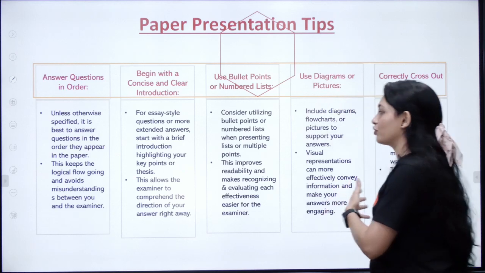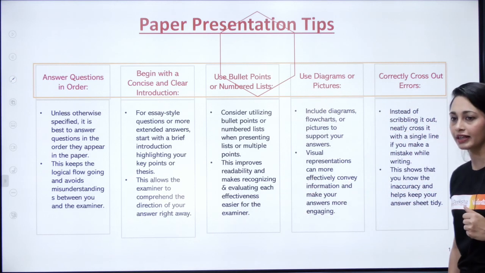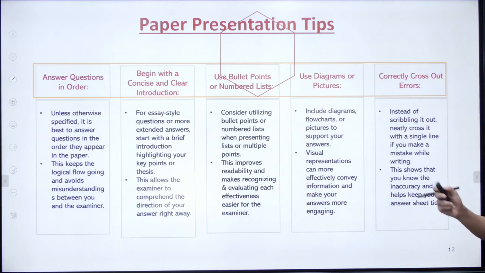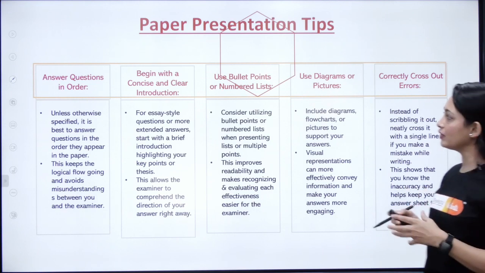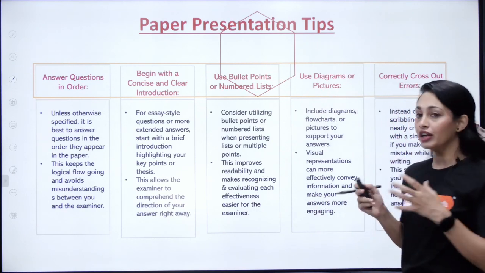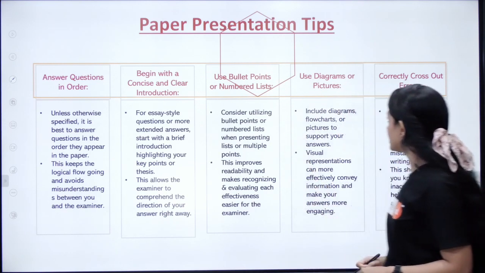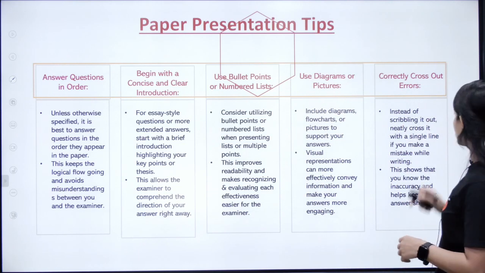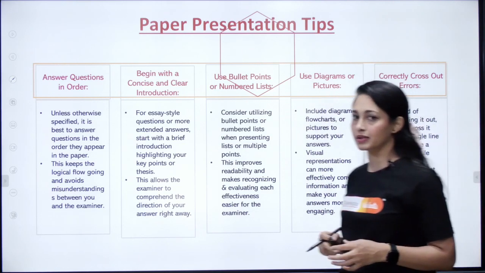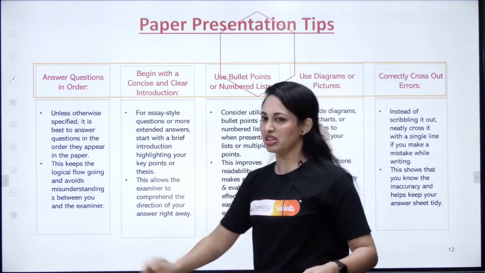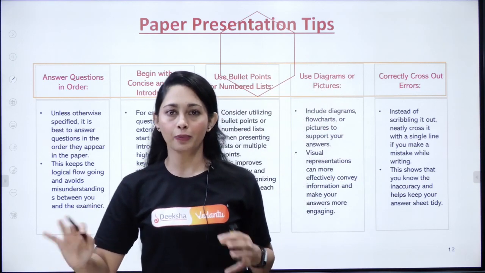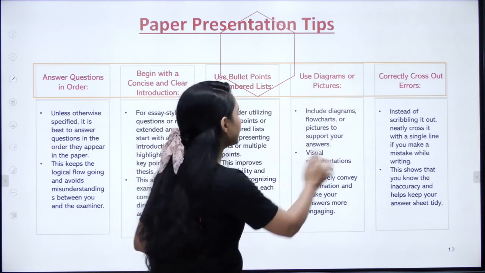So these are some of the additional points. You can take a look at it. Answer questions in order. Begin with a concise and clear introduction. Use bullet points or numbered lists. Use diagrams and pictures. Correctly cross out errors. You don't have to scribble everything on your paper. If you make a mistake, just a line is enough.